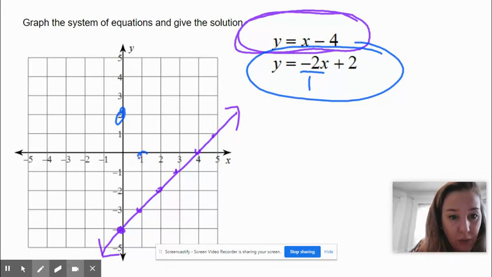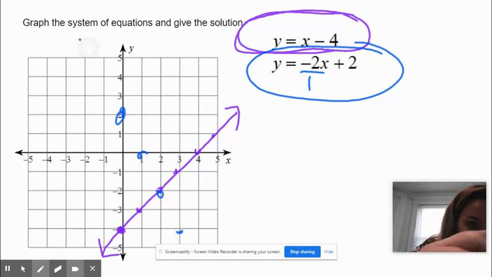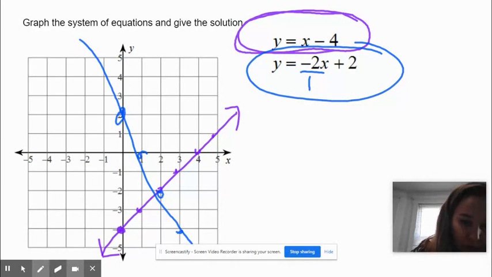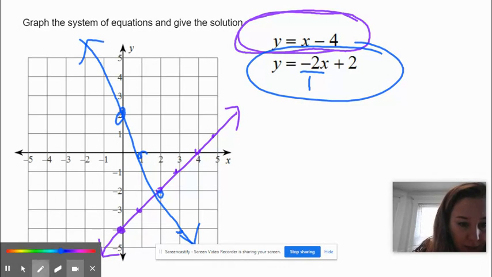positive direction 1. If you need help graphing lines, there are a ton of videos. I'm always available for tutoring, but we have spent about a month graphing lines, which is why I'm going kind of quick.